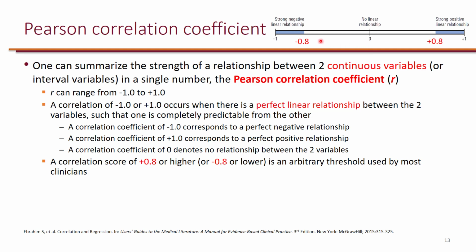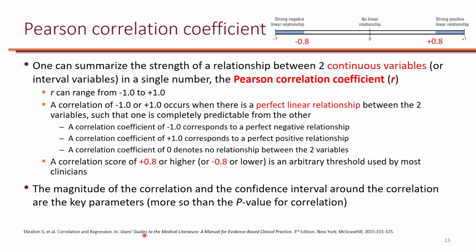Now, you have to use your clinical judgment. So if it's something like negative 0.7, depending on the situation, you may consider it a strong relationship. Whereas if it's negative 0.2, because negative 0.2 is closer to 0, it may not be clinically significant. But these are the numbers that, at least in JAMA, the JAMA Users' Guides recommend. Now, while R will tell you how strong the correlation is between two variables, you also need to know if it's statistically significant. So we also get the p-value for the correlation.